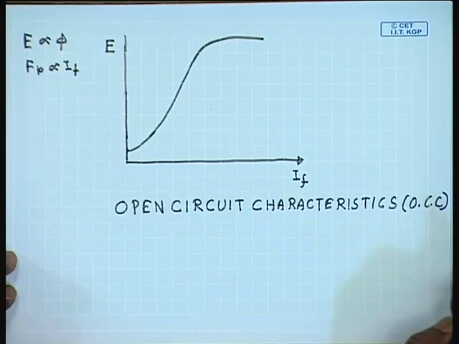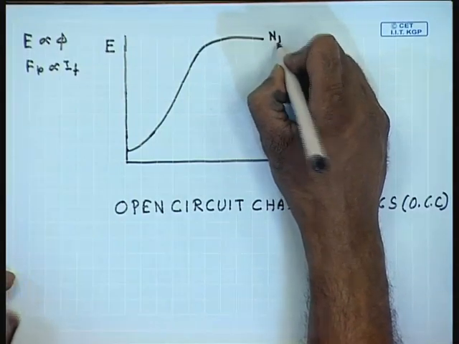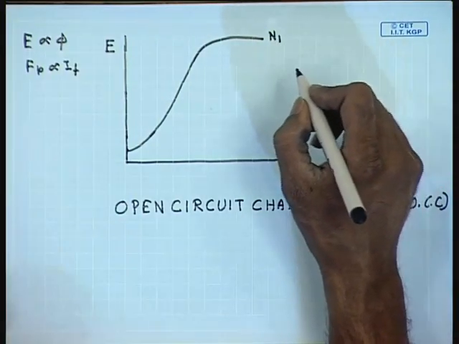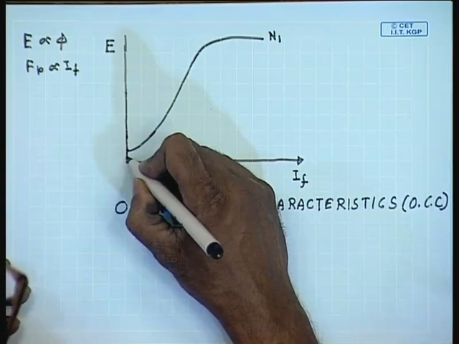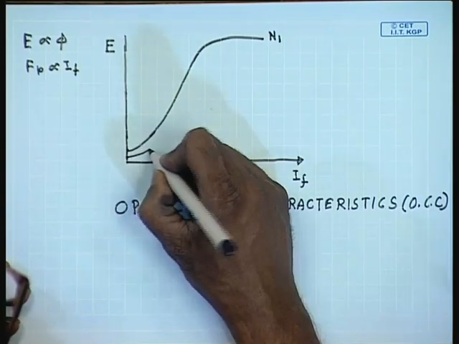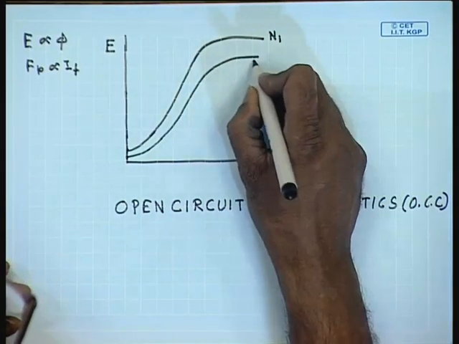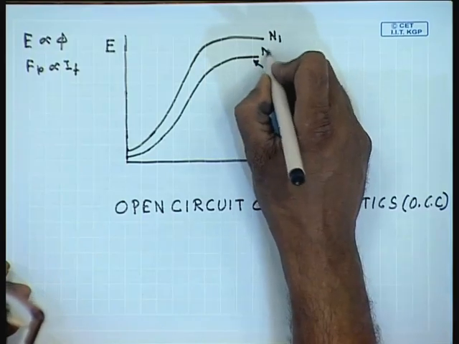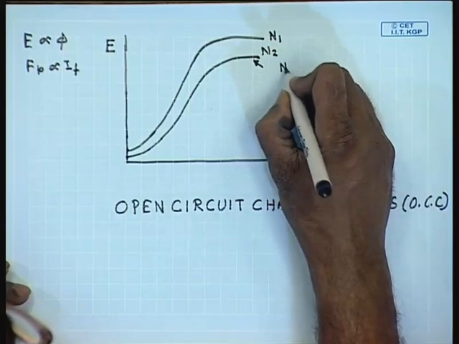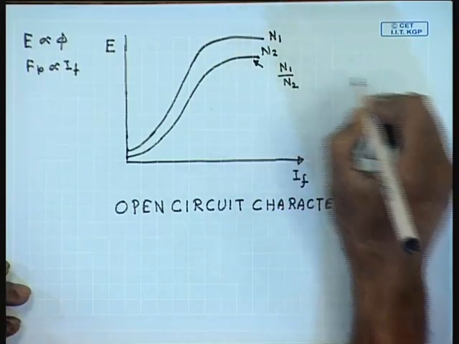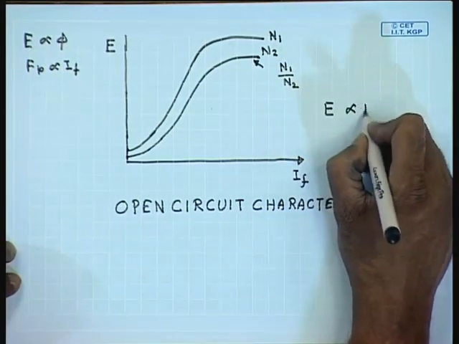If the OCC is obtained at any given speed, let us say for a speed of n1, the OCC for a different speed n2 can be obtained from the OCC at n1 by simply multiplying by a proportionality constant. The OCC at speed n2 is obtained by multiplying the ordinate of the OCC by a factor n2 by n1. This is due to the fact that the back EMF E, the induced voltage, is proportional to n.